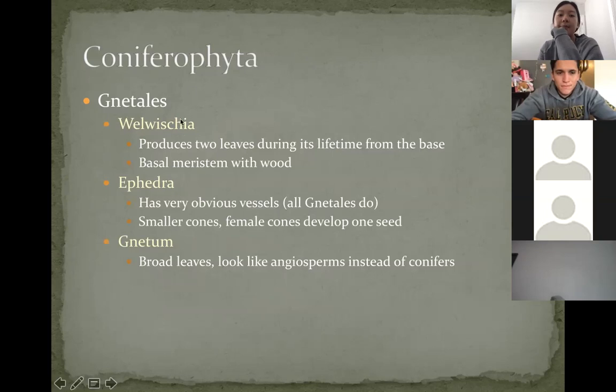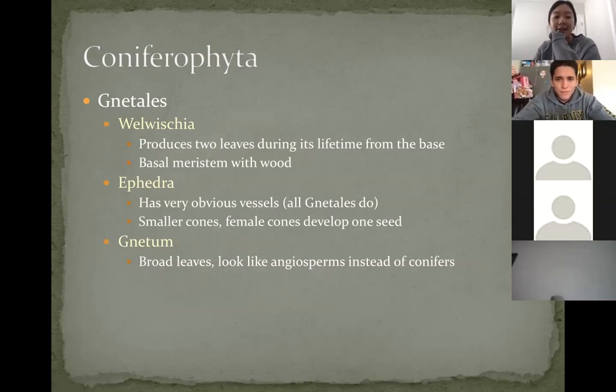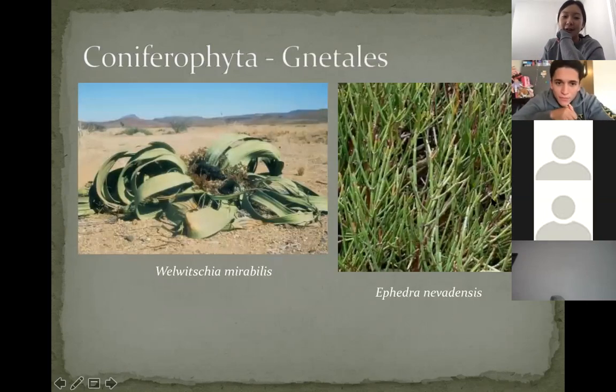The 3 genera that we're going to be looking at are Welwitschia. These are native to the Namibian desert in Africa. These are crazy because throughout its entire lifetime, they only produce 2 leaves, 2 freaking leaves. So they have a basal meristem with wood. Now, if I show you guys what Welwitschia looks like, I'm just going to show it to you right now because why not? This is Welwitschia. That is 2 leaves.